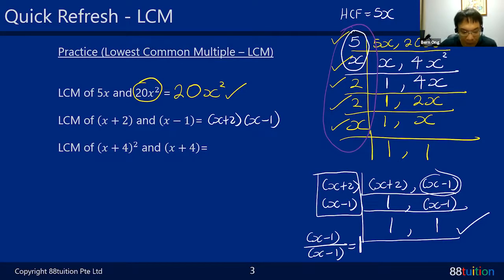Wait. Okay, how about this? x plus 4 squared and x plus 4. So how do you find the LCM? Can I use this method? Sure, don't panic. But remember the x plus 4 is together one.